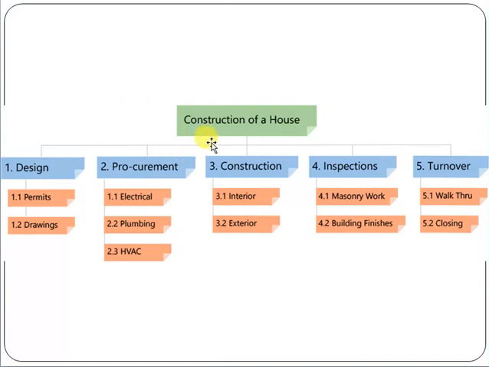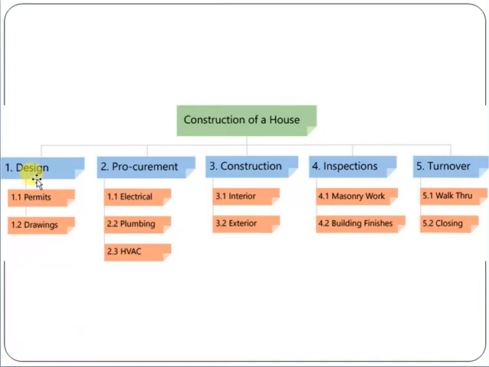See, if you want to construct a house, first of all, what are the main 5 activities, 5 levels? First of all, the designing, procurement, construction, inspections, and the turnover. So these are the 5 main steps which are required for the construction of a house.